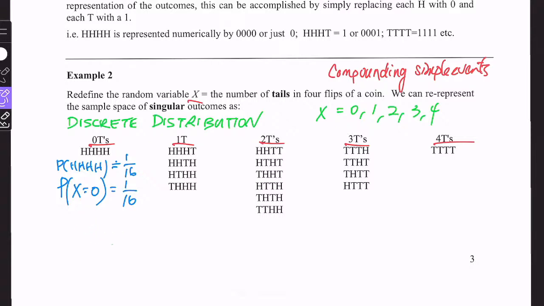Now let's solve the rest. What's the probability X equals 1? Well, 1/16 for this one. This one's 1/16, 1/16, 1/16. They're all 1/16. So what is the probability that X equals 1?